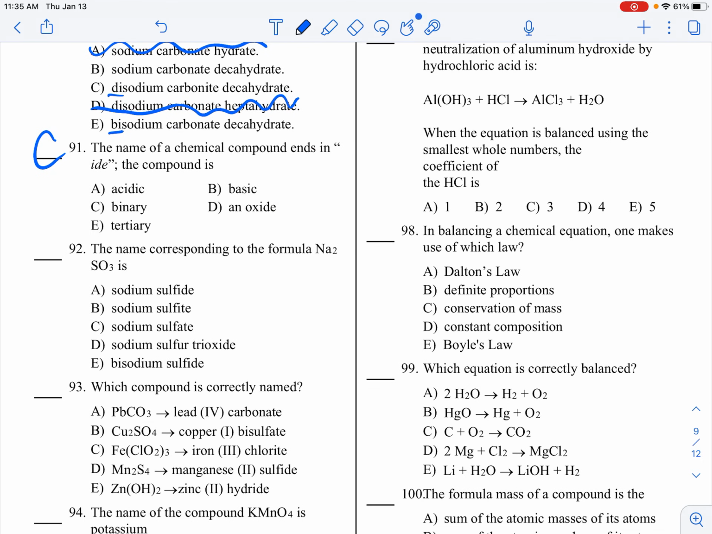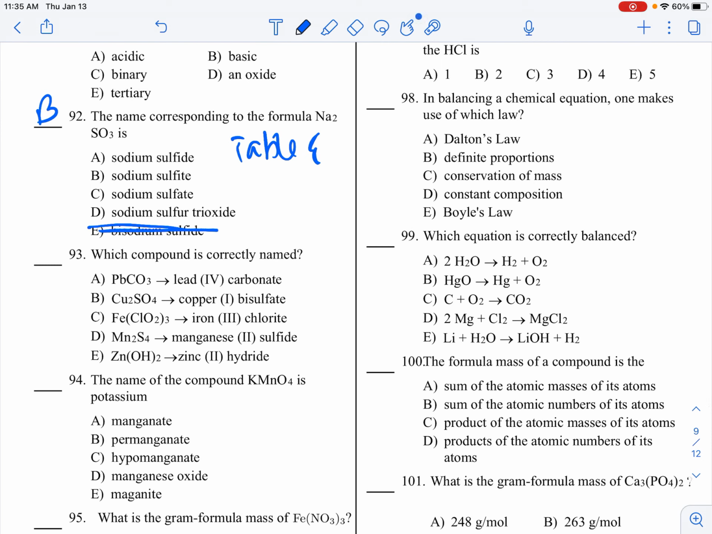So that's sodium. And then SO3, I'm going to look on table E. SO3 is sulfite. Sodium sulfite. Which is correctly named? Lead. Okay, so this is lead carbonate. Carbonate is -2, so lead would be +2. No.